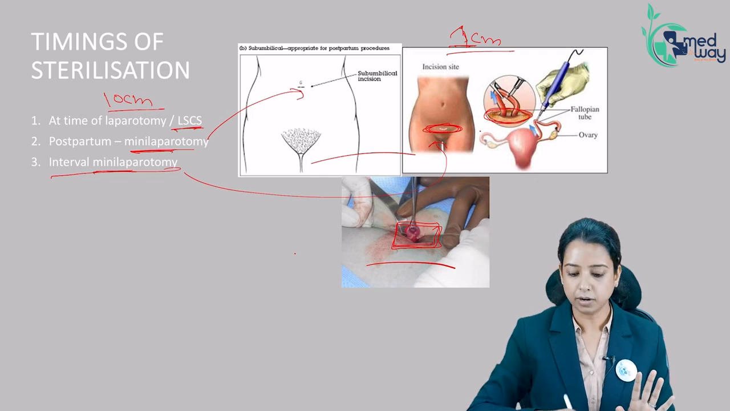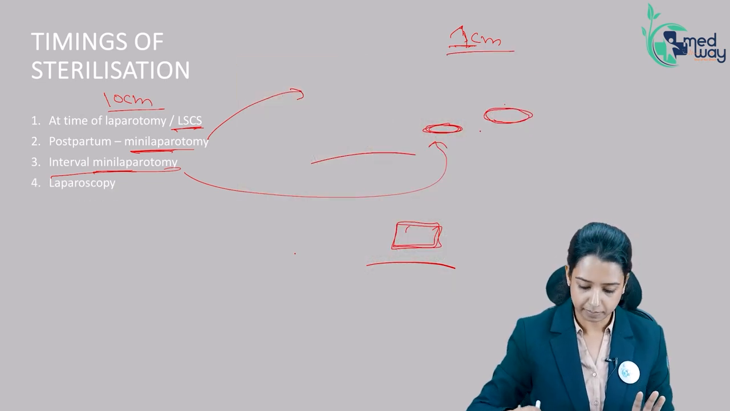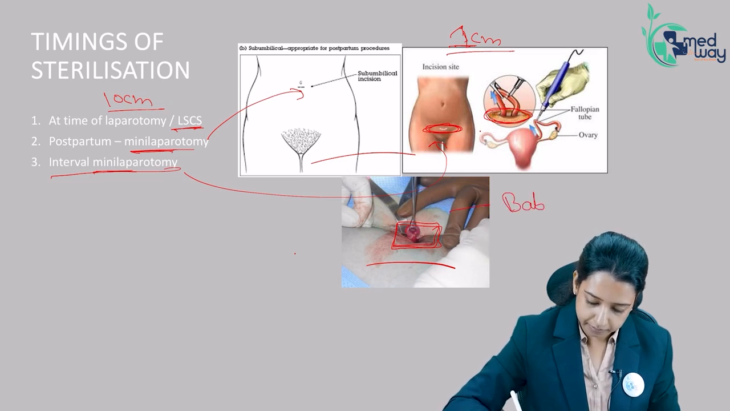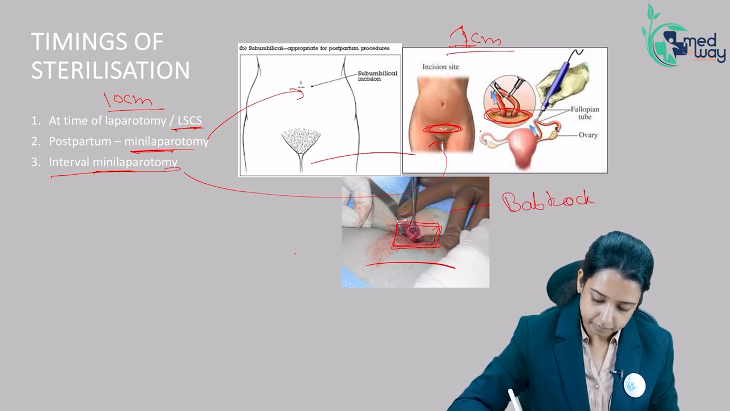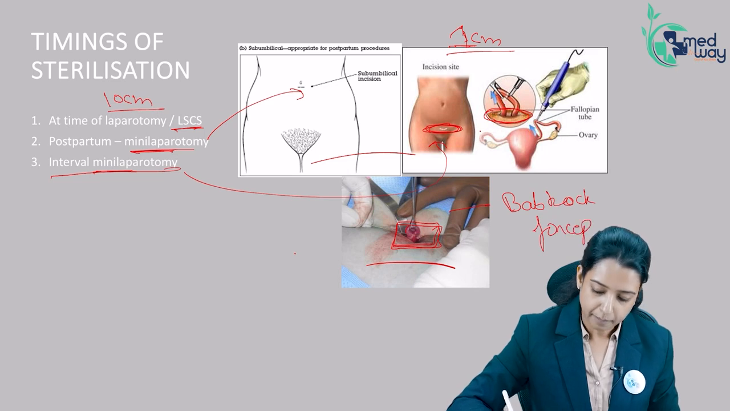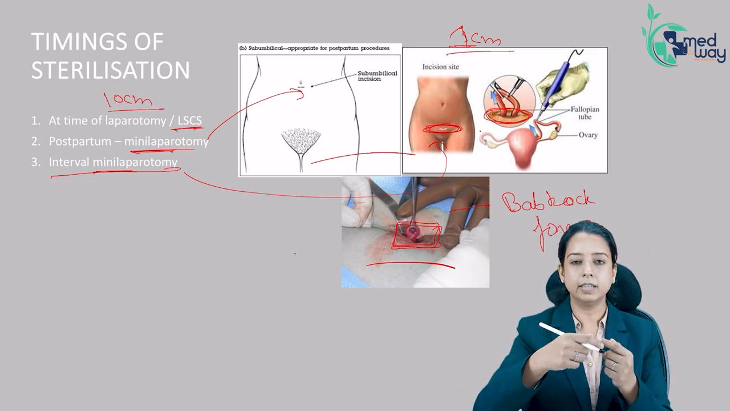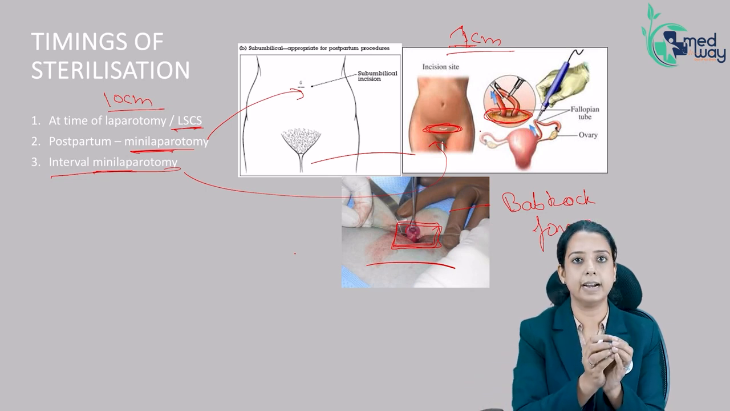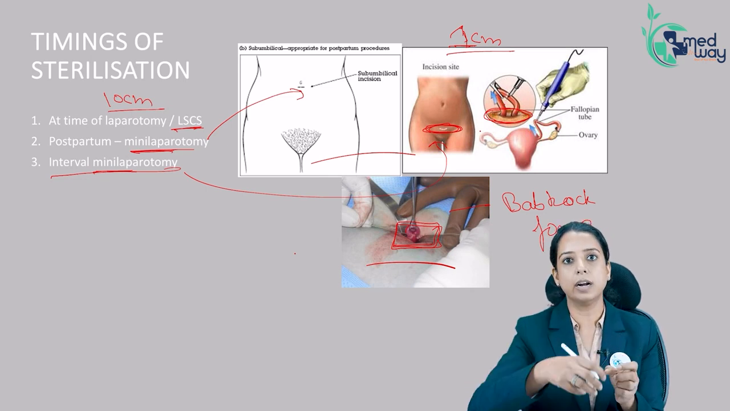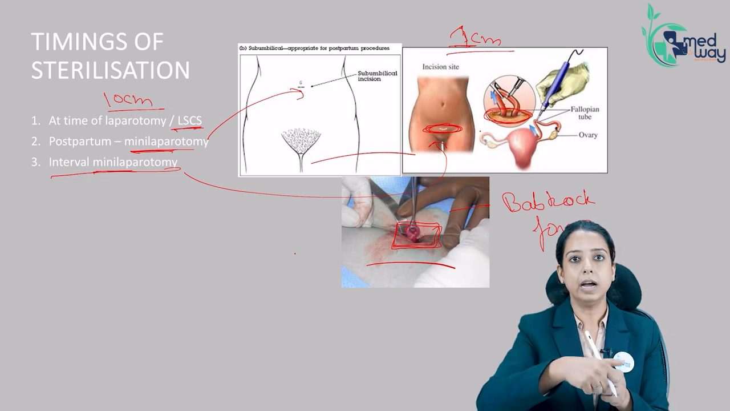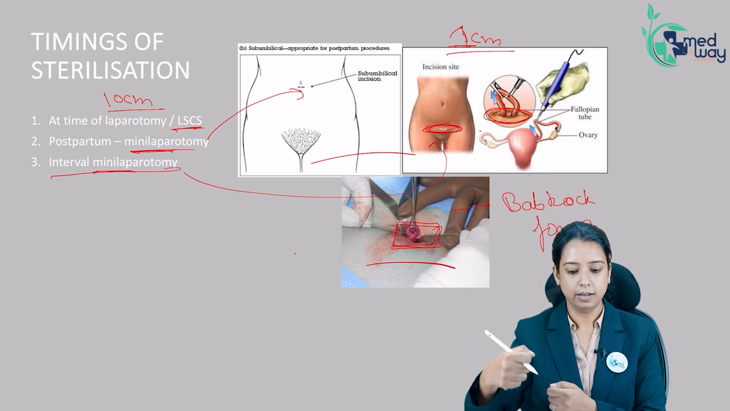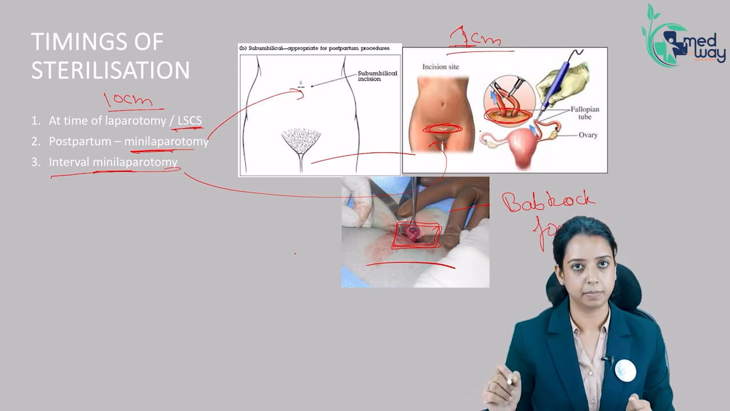What is this instrument we are using? It is Babcock's forceps. I don't know why the image has gone. This is nothing but the Babcock's forceps. Babcock forceps is a forceps which has a lumen in its distal end. This lumen is there so that all the luminal structures can be taken hold of without injuring them, like tubes, like appendix. So Babcock forceps is used for tubectomy.